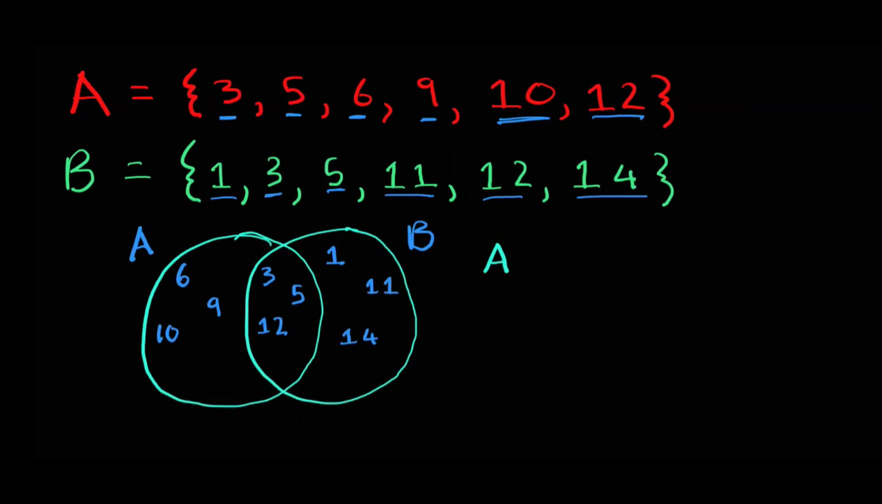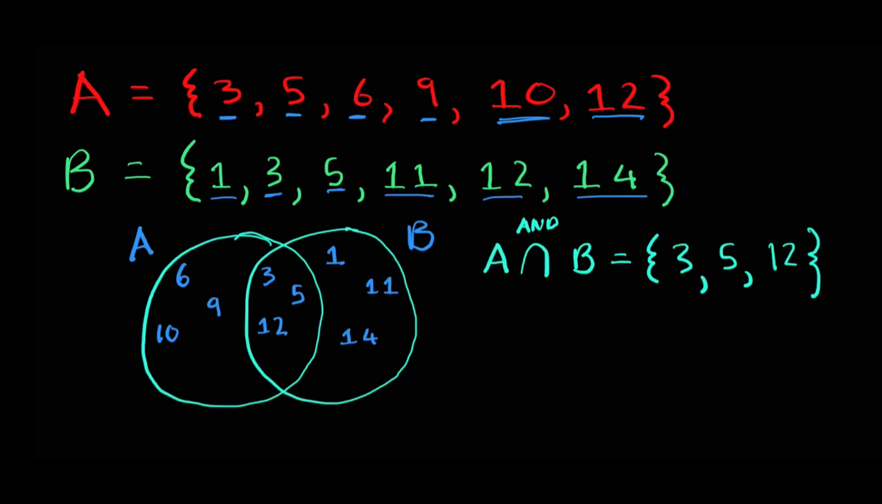The intersection between A and B is written like this. So the intersection symbol is sort of like an upside down capital U. And the intersection is essentially the set of numbers which appear in both A and B. So from our Venn diagram, those are going to be the numbers in the middle. So that's going to be 3, 5, and 12. So when you see the intersection symbol, think of AND. It's a set of numbers that are in A and B.